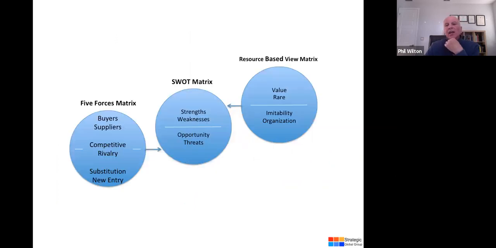So just as a recap here, the resource-based view matrix pops into the strengths and weaknesses of the SWOT, and the 5 forces pops into the opportunities and threats. Now, at the end of the day, I hope that you're going to be convinced that you have a powerful tool here.